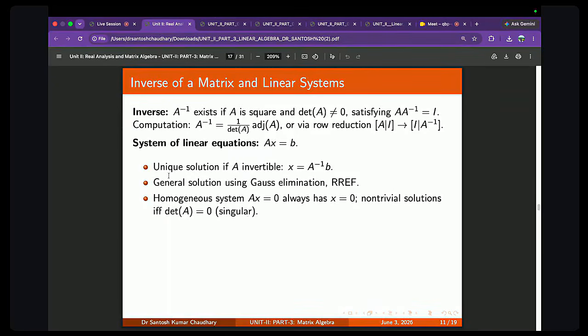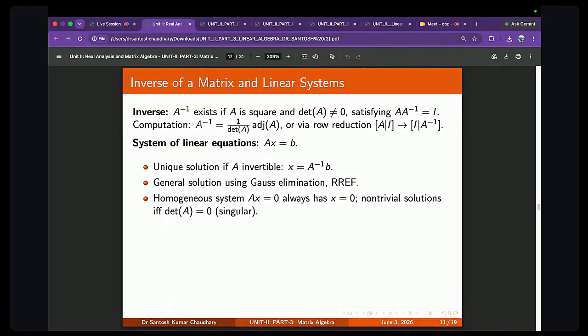Now, the inverse of a matrix. The definition of inverse: a matrix B is said to be the inverse of A if and only if A into B is equal to I. Here, instead of B, it is writing A inverse. So matrix B is said to be the inverse of matrix A if and only if AB equals BA equals the identity matrix. Here they are saying A inverse exists if A is a square matrix, the first condition, and determinant must be non-zero. They are telling the conditions, okay? And satisfying A into A inverse is I, or you can say AB, BA is I.